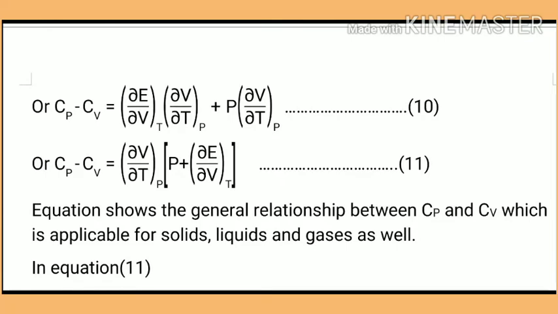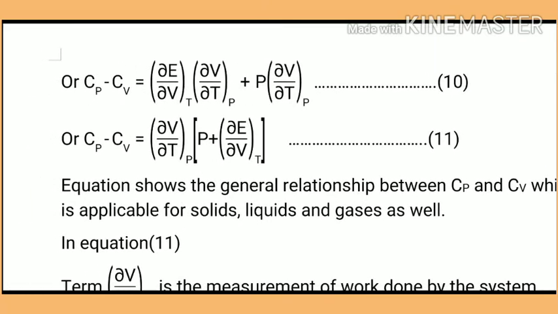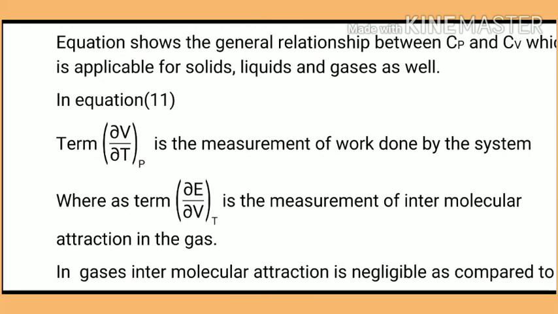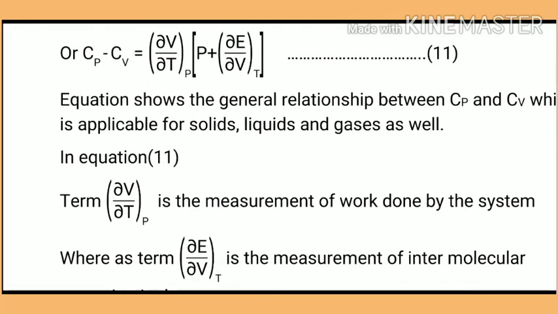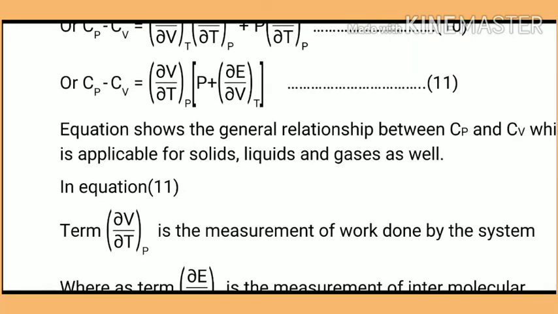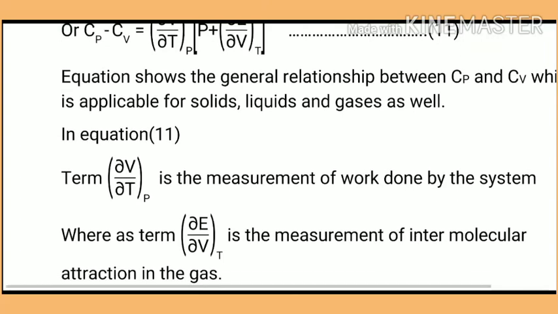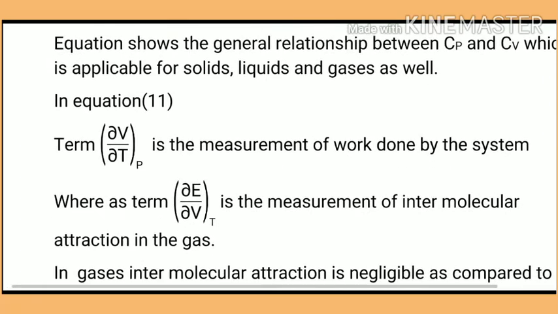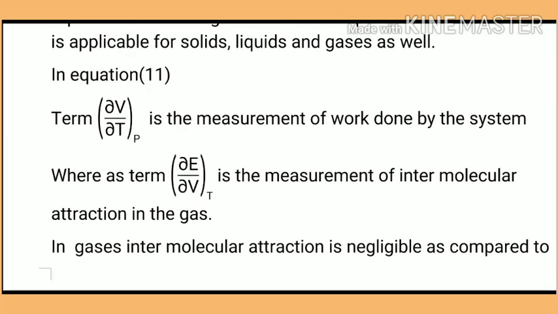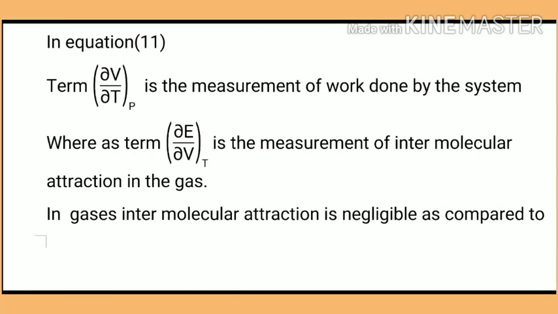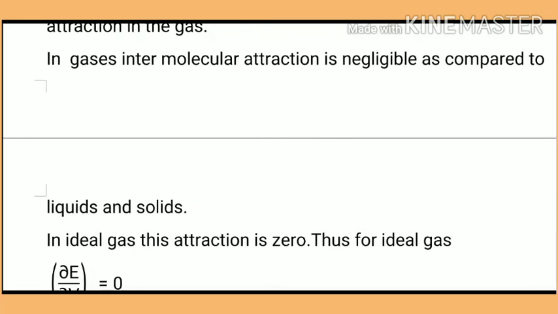So we get equation number 11. Equation 11 shows the general relationship between Cp and Cv, which is applicable for solids, liquids and gases, all types of material. In equation 11, ∂V/∂T at constant pressure is the measurement of work done by the system, whereas ∂E/∂V at constant temperature is the measurement of intermolecular attraction in the gases. In gases, intermolecular attraction is negligible as compared to liquids and solids.